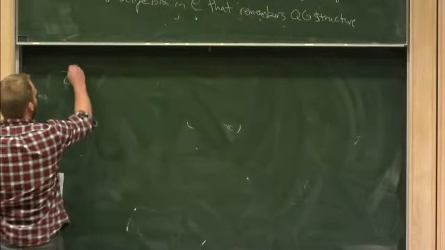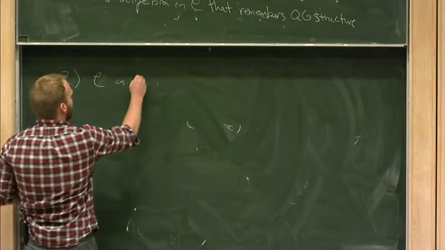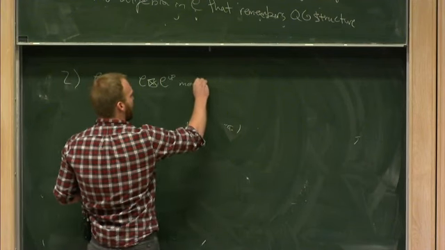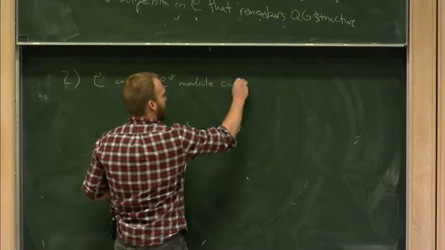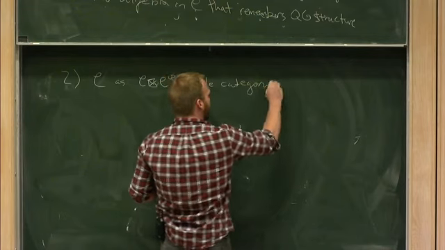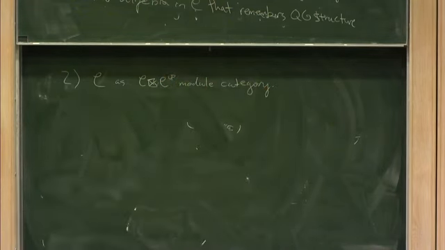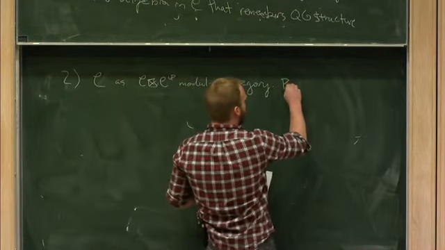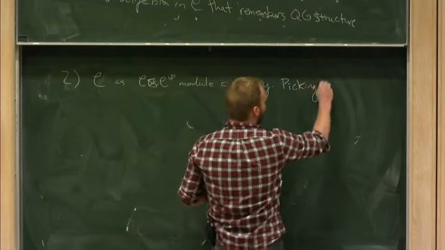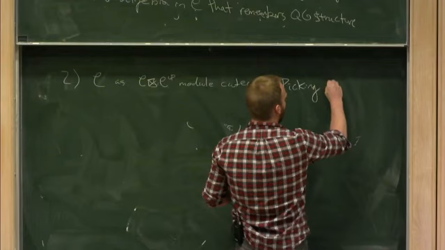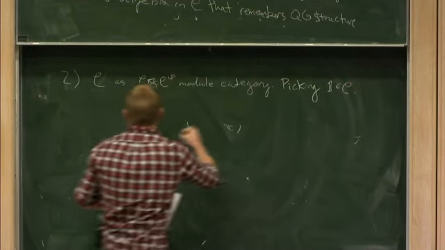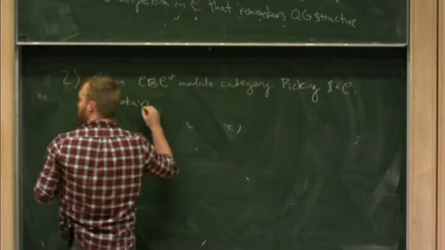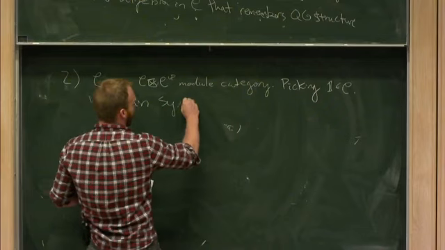And so another example is I can consider C as a C box times C op module category. Okay. And so what I get when I pick 1 in C as my favorite object is this object which we call the symmetric enveloping algebra object. Picking 1 in C, we obtain the symmetric enveloping algebra object.